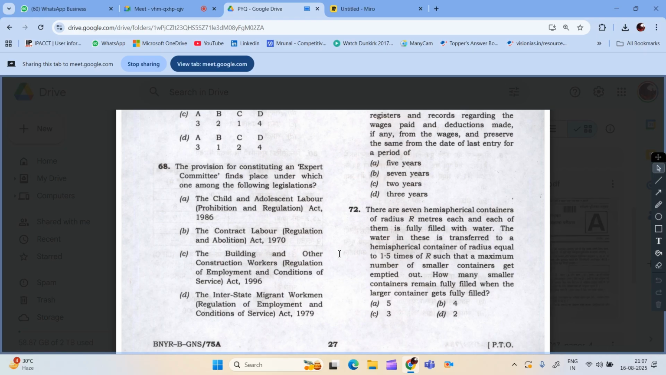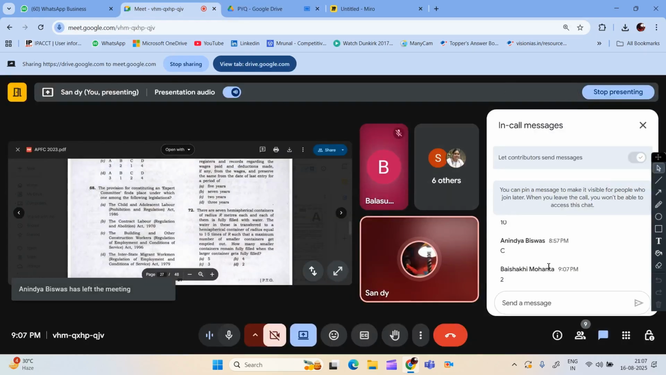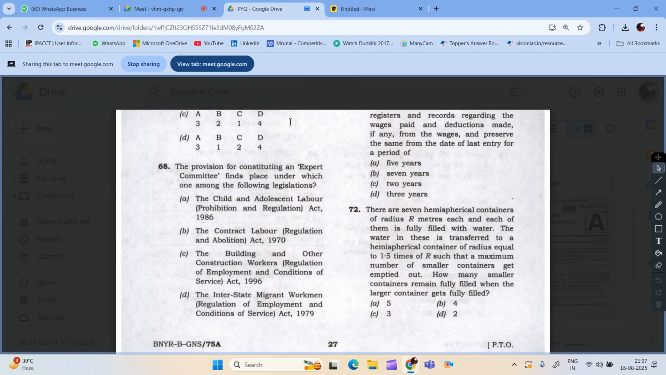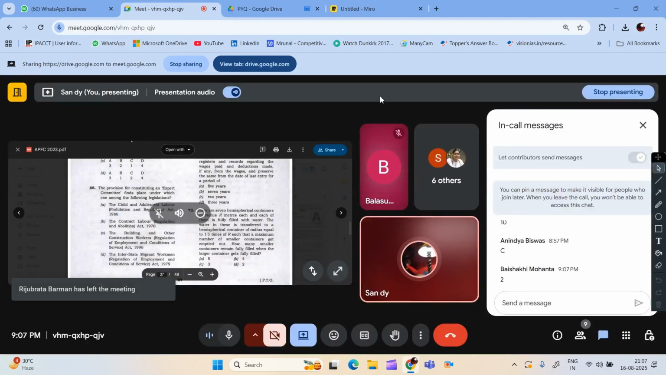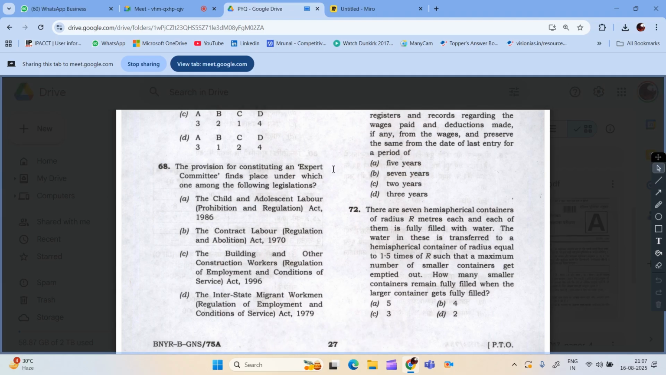Now, can you solve the question here? Baishaki Mohanty, it's 2. Okay, already you solved. You're quite a great student. You have already solved the question here. That's quite a good thing. Can anybody solve it? If you want to solve it, solve it. It's a very easy question though, on the easier side.